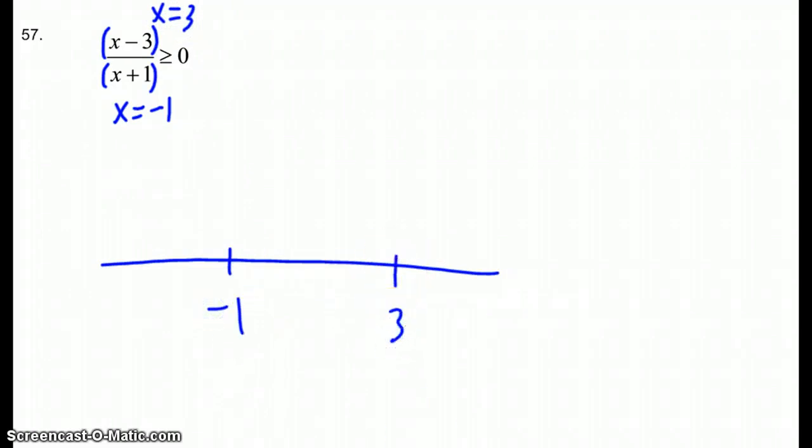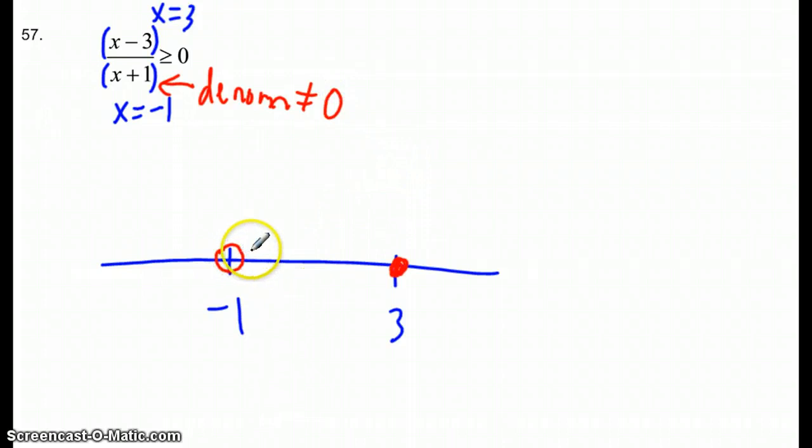Now this is where the little trick comes in here. You got to be careful. Normally, when you see the equal sign, you'd go closed circle here and closed circle here. However, I'm going to put an open circle there. And the reason is, remember, what do you know about the denominator? The denominator cannot be equal to 0. And so you have an open circle right there. So we have open and closed, so that's okay. That comes from the denominator. You just have to be extra careful when there's a division involved here.